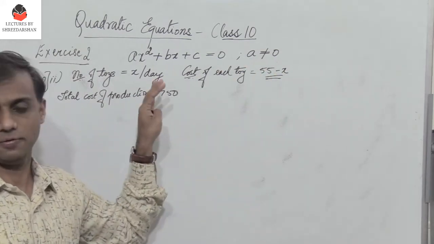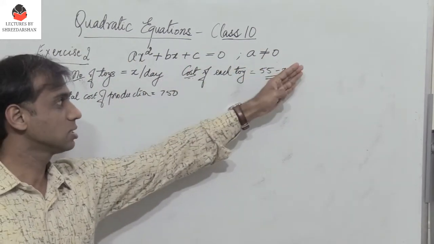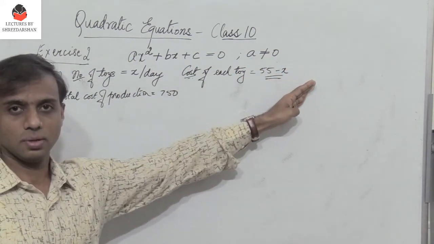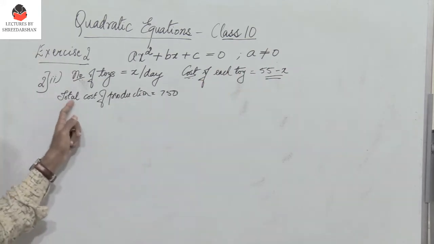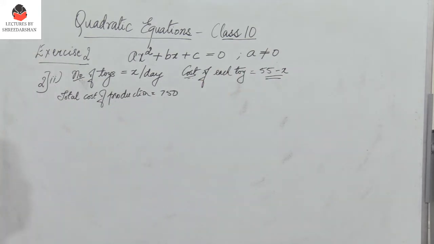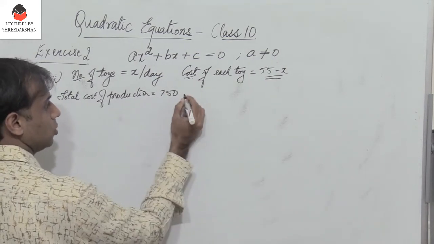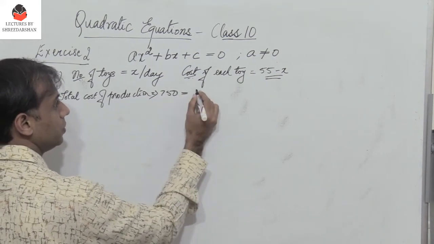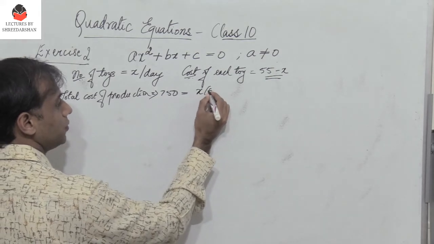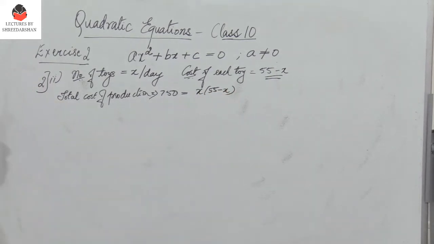10 into 5, because each toy takes 10 rupees. Right? So here the total cost of production is 750, which is nothing but x into 55 minus x. So 750 is equal to x into 55 minus x. So what is our job? Our job is to find the value of x.